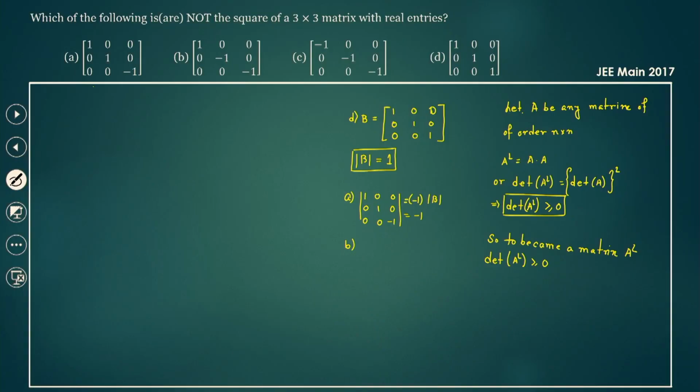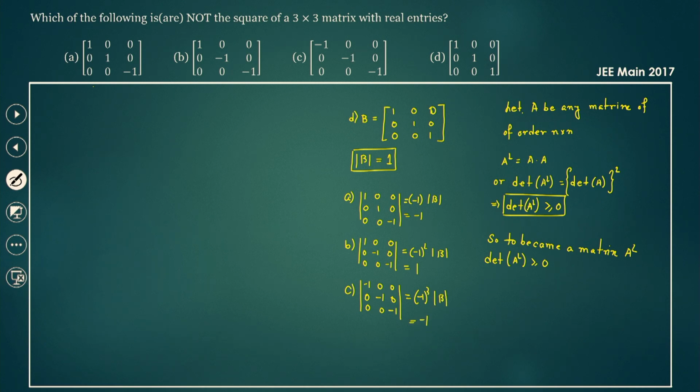Go ahead to option B. The determinant has rows 1 0 0, then 0 -1 0 and 0 0 minus 1. You see that we have two -1s, so you take -1 common twice, and that gives you 1 again. And if I take option C, all diagonal elements are -1, with rows -1 0 0, 0 -1 0 and 0 0 -1. That gives -1 whole cube into determinant of B, which gives -1.